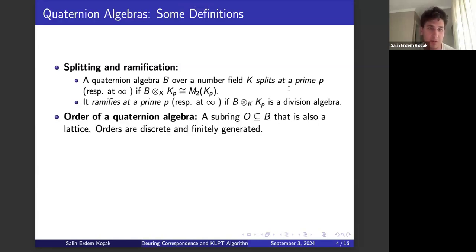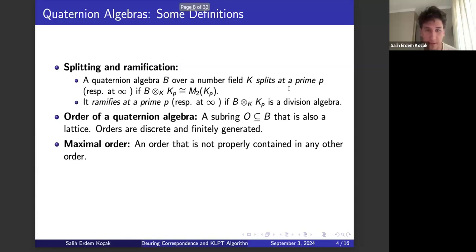Okay, and another concept is the order of a quaternion algebra. An order of a quaternion algebra B is a subring of B, and it's also a lattice. They are discrete and they are finitely generated. And another concept is the maximal order, and this is a concept that most of us are familiar with, because it's like the maximal ideal. So it's an order that is not properly contained in any other order.